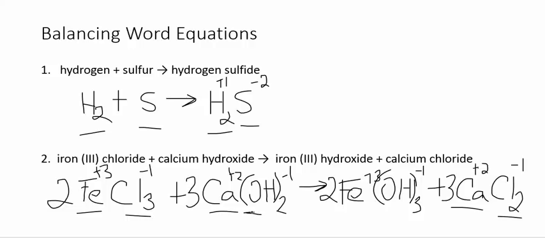Oxygen. 3 times 2, so that's 6 oxygen here, 6 oxygen here. That's okay. Hydrogen, 6 hydrogen, 6 hydrogen. That's okay. So if you have a word equation, go back and write the formulas and then add the coefficients to balance.